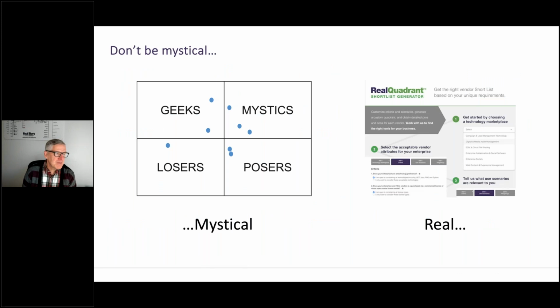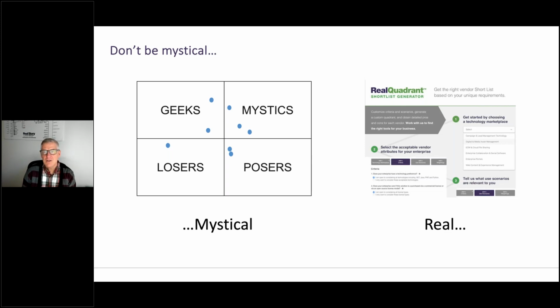So don't be mystical about this. You really should avoid traditional static quadrants and waves. They really speak to how good the analysts are in influencing, or the vendors are in influencing the analysts. They don't really tell you what happens in the real world.